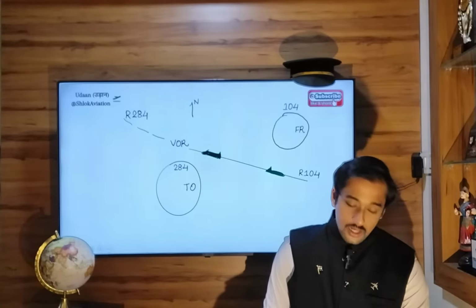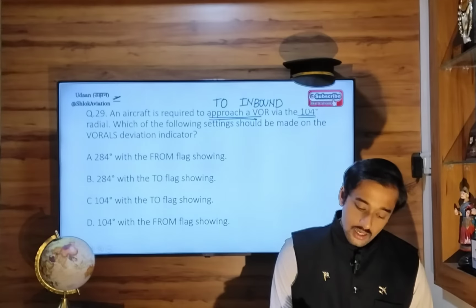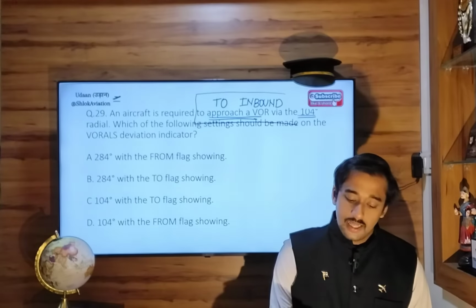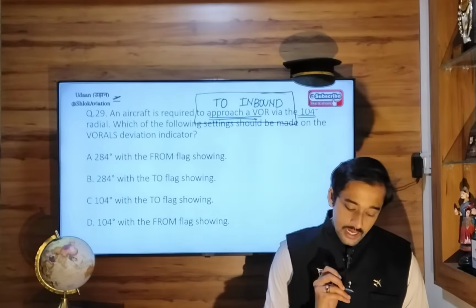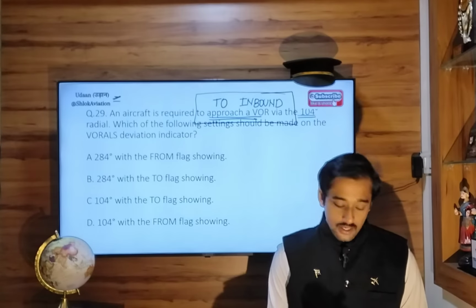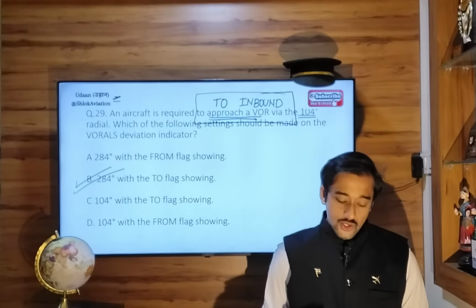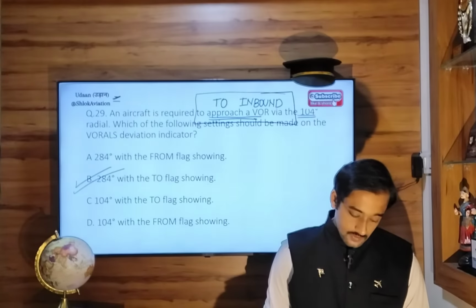Okay, so you have to read the question carefully. They have asked us about approaching, that is inbound setting. So inbound will be 284, and when you put that, you will get a to indication. So option Bravo is the correct answer.